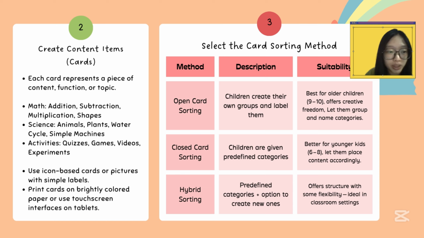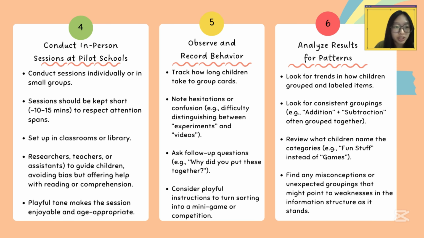Each card represents a piece of content, function, or topic. For example, math has addition and subtraction, and science has animals or plants. Use icon-based cards or pictures with symbol labels. Print cards on brightly colored paper or use a touchscreen interface on the tablet. And the next step is to select the card sorting method. There are 3 methods: open card sorting, where the children create their own groups and label them; closed card sorting, where the children are given predefined categories; and hybrid sorting, with predefined categories plus the option to create a new one. And the next step is to conduct an in-person session at the pilot school.